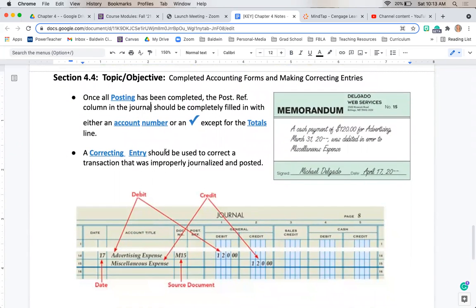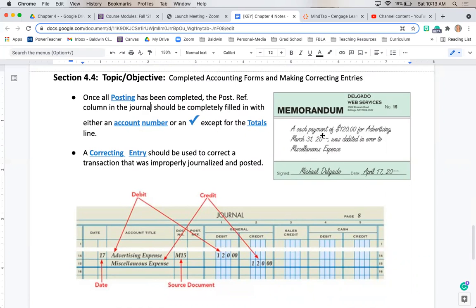Correcting entries should be used to correct any transaction that was improperly journalized and then improperly posted. Chapter 3 journalizing is kind of what we're doing in 4.4. Then we would go update that account to show that correct posting. A memorandum is what's going to be used as our source document, and it's just going to lay out exactly what happened.